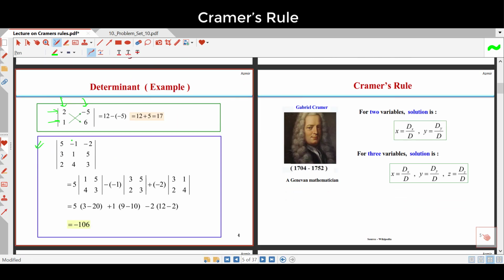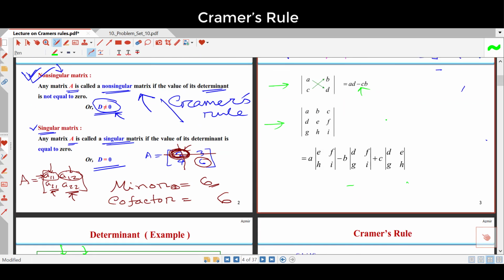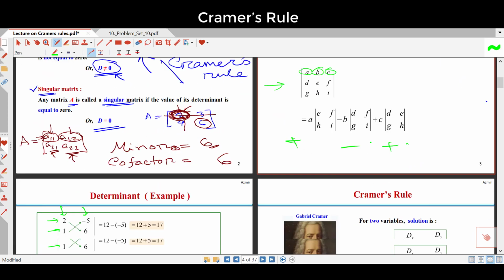Similarly, if we have a 3 by 3 matrix like this, there are 3 rows and 3 columns. So how to find the determinant? You have to find the minor of 5, minus 1, minus 2, just like here, minor of a, b, c. You don't need to think about the cofactor, because always if you have a 3 by 3 matrix, first part will be plus, then minus, then plus. So this is how you have to think about. No need to think about the cofactor, only minor and this pattern plus, minus, plus is enough.